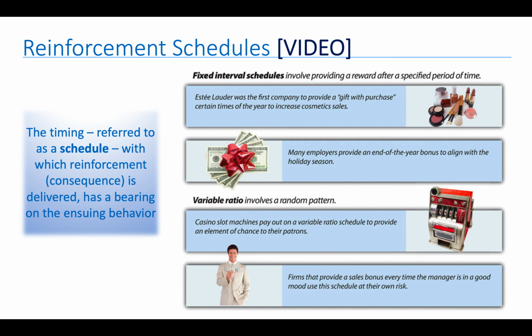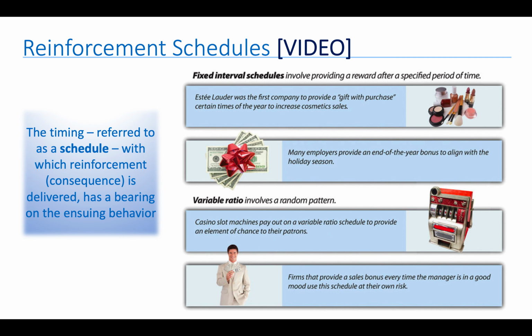All right, 2 slides of reinforcement schedules. So there's 4 reinforcement schedules. We have on this slide something called fixed interval and variable ratio. And then the next slide deals with continuous schedules and fixed ratio schedules. So we have 2 fixed schedules. We have fixed interval and fixed ratio. And then we have continuous and variable.